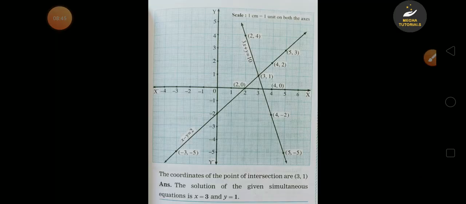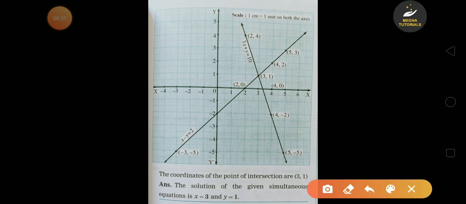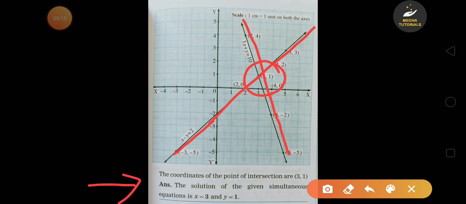So the next step is to plot these points on the graph paper. So first draw a proper Cartesian plane, then if you draw the points for the equation x minus y is equal to 2 you will get a straight line like this, and if you plot the points for the equation 3x plus y is equal to 10 then you will get the line like this. Okay, so the point of intersection is 3 comma 1. Therefore the solution for the given simultaneous equations is x is equal to 3 and y is equal to 1.